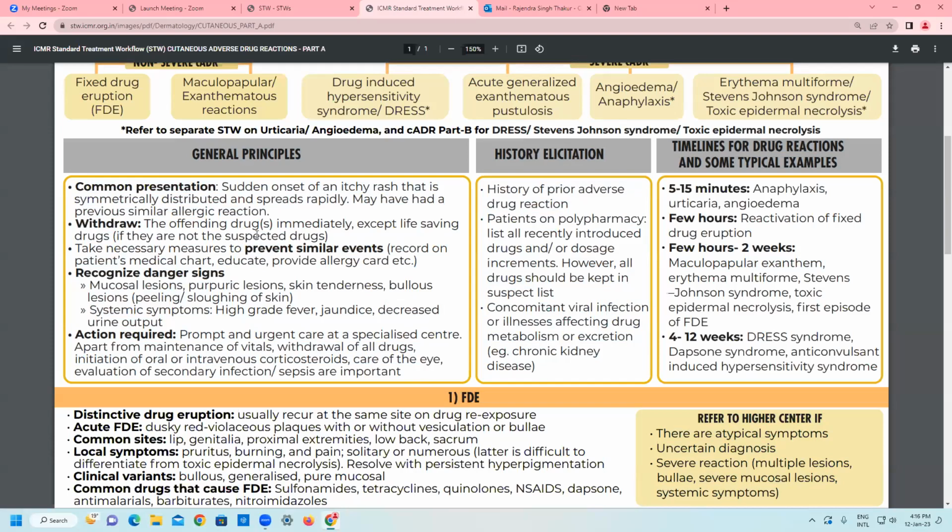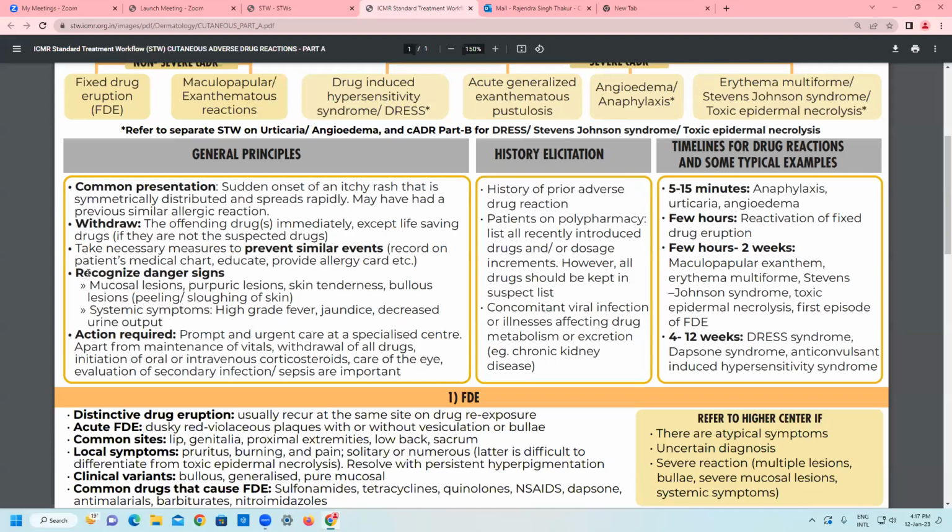If that one step is taken at primary level, at least further deterioration will reduce, unless the half-life of the drug, say for example phenytoin, is longer. So the severity may be kind of curtailed. And the recognition of danger signs.